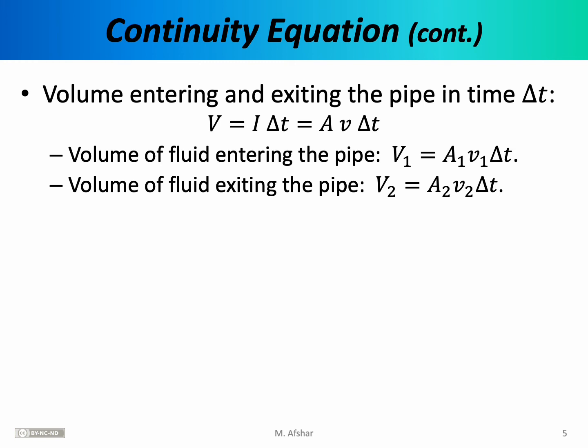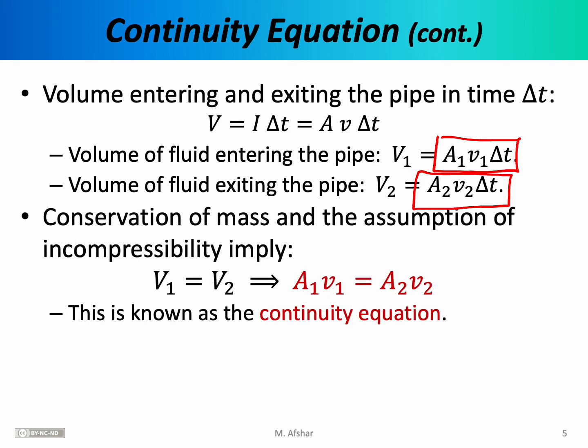Now, on the previous slide, I showed you that V1 must equal V2. If we take these two expressions here and set them equal to each other, we arrive at the all-important continuity equation. The continuity equation tells us that the area on the left times the speed on the left is equal to the area times the speed on the right of the pipe segment.